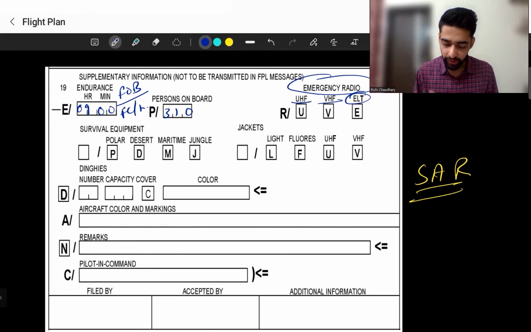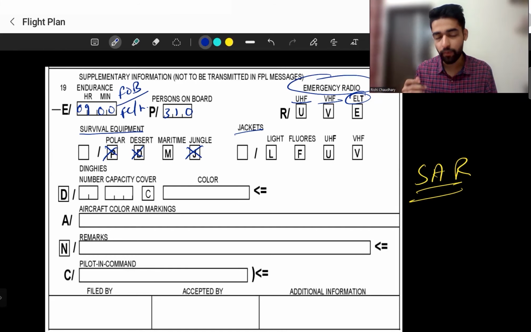Now let's understand survival equipment. In survival equipment, what equipment do you have? Do you have polar equipment? No, usually none of the aircraft carries polar equipment. Then do we carry desert equipment? No. Maritime equipment is there. The aircraft generally has maritime equipment. And jungle equipment, we don't have anything related to jungle equipment. Then comes jackets. In jackets, we have to say what type of survival jacket we have. Do we have light or fluorescein jackets or something like this? So you can fill accordingly.